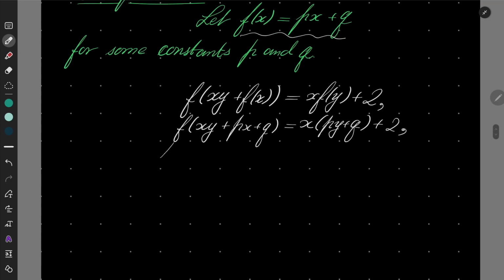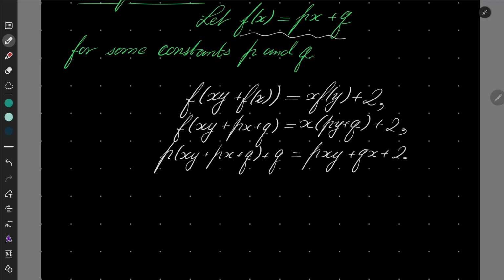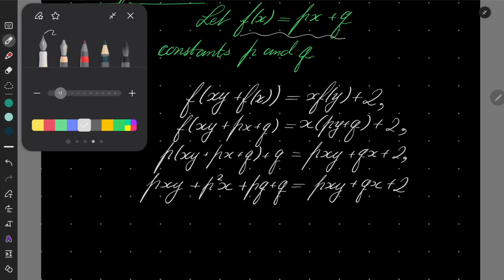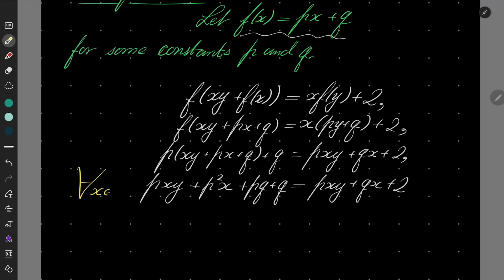And again, here we have p times this quantity plus q. And here we have p·x·y + q·x + 2. And let's multiply: p·x·y + p²·x + p·q + q equals p·x·y + q·x + 2. And remember that this should be true for every real number x and y, for that matter.